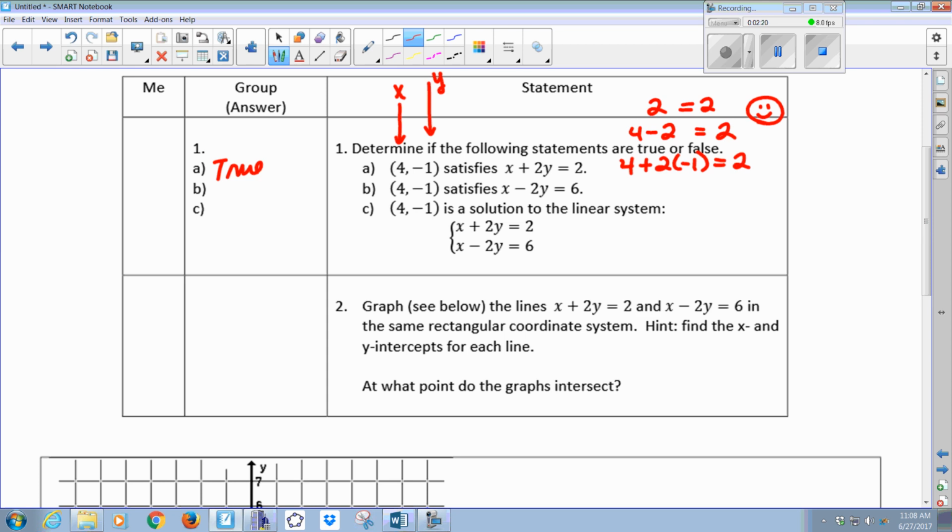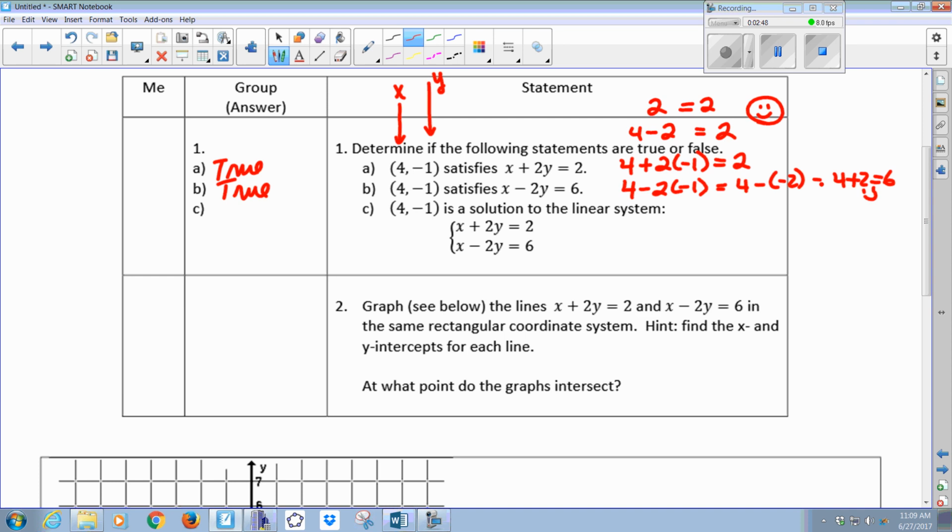The next part, B, asks us if this point could also be a solution to this linear equation in two variables. Does it satisfy this equation? Is it a solution? Let's check that out. 4 take away 2 times -1 equals 4 take away -2, which is 4 plus 2, that's 6. Yep, it certainly satisfies that equation as well. Doing double duty here, huh?